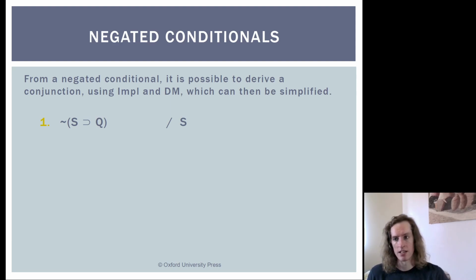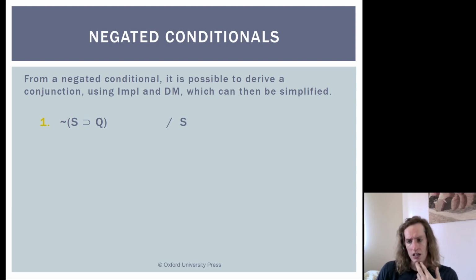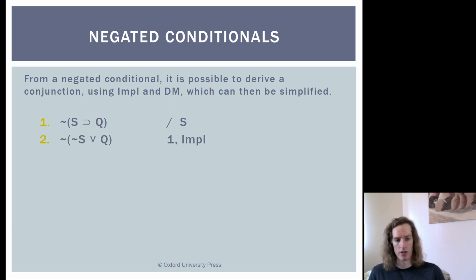All right, next is negated conditionals. So from a negated conditional, it is possible to derive a conjunction using implication and De Morgan's, which can then be simplified. So if we have, it's not the case that if S then Q, and we want to show that S, well, the first thing we can do is take what's inside the parentheses and use material implication. So we go from if S then Q to not S or Q.